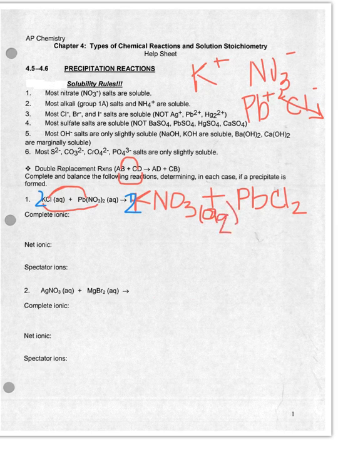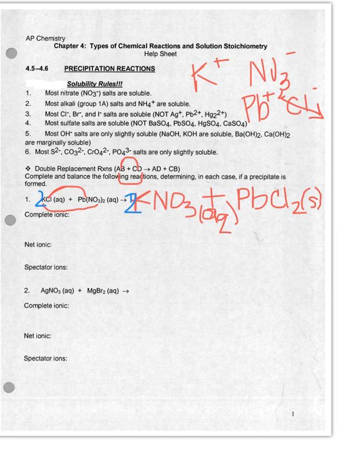Okay, and then look up the lead chloride. So that would fall under here, being combined with chloride. So most chloride salts are soluble, but not if it's combined with one of these. So it's combined with lead plus 2. Therefore, this is not soluble, so this is our solid. All right.